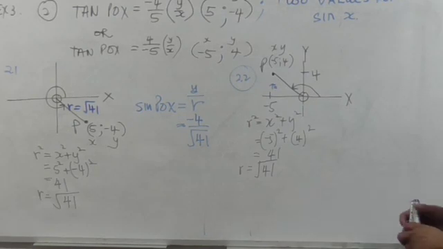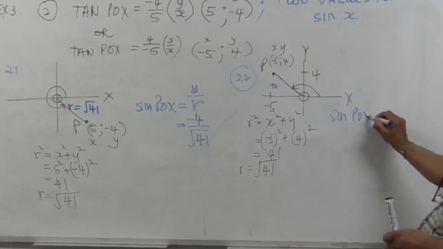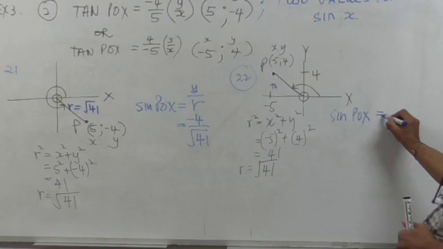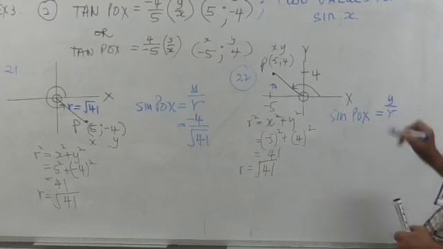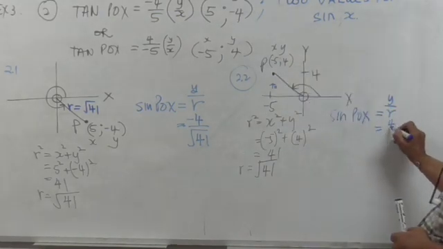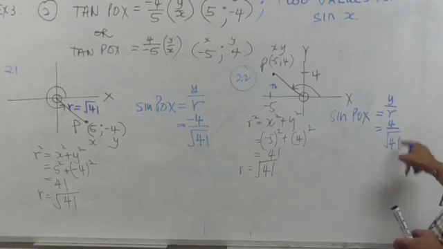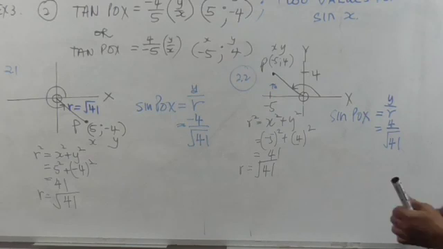Now you want the value for sine x. Sine x is equal to y over r. So what is y? Y is 4 over root 41. R is root 41. Alright, so that's how you found your two different answers.